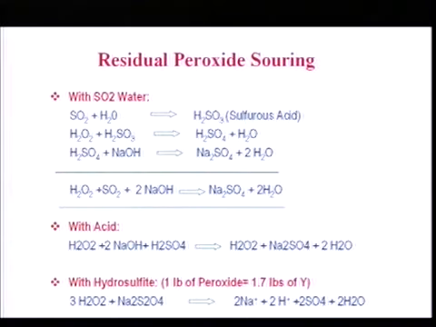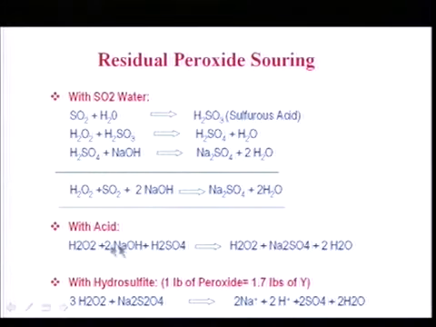Here is the residual peroxide souring process. Still some of the mills use sulfuric acid. They think they are neutralizing residual peroxide, but that's a wrong assumption. With the sulfuric acid, you are neutralizing only the alkali. If you look at this equation, peroxide and caustic react with sulfuric acid, and the peroxide is still there; only the caustic is neutralized to sodium sulfate. We did not neutralize the peroxide. This peroxide can go and take away your reductive chemical.